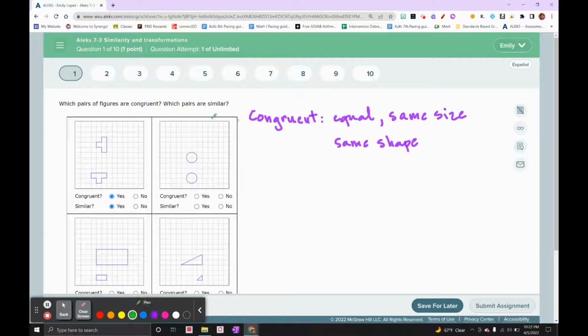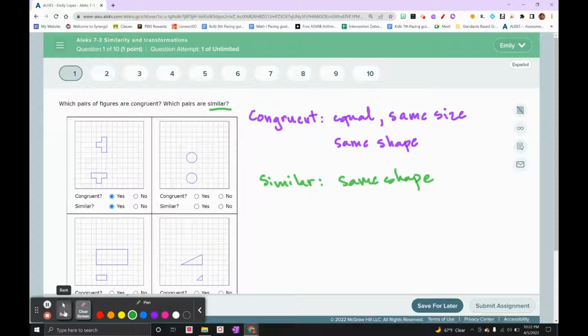Now the second term that we need to know is similar. What does it mean, similar? Similar means that they have the same shape, but the size can be different. It can be the same size, bigger or smaller, it's still similar. Same shape is already similar.